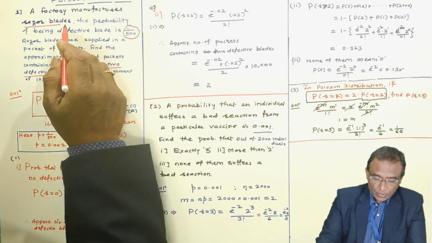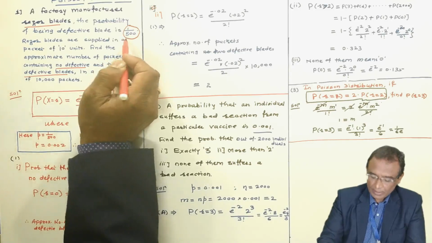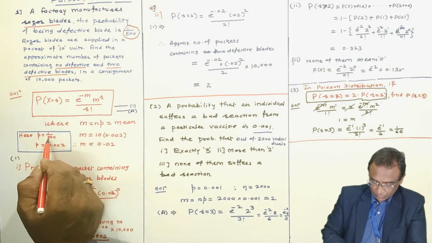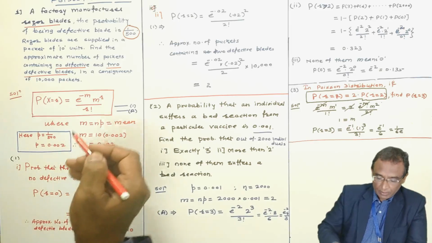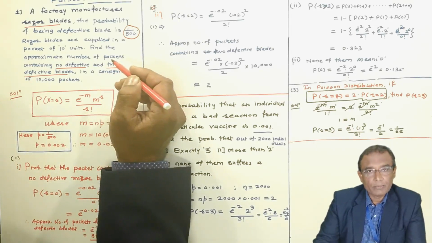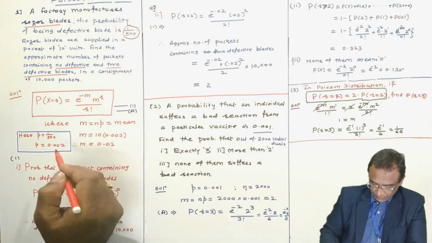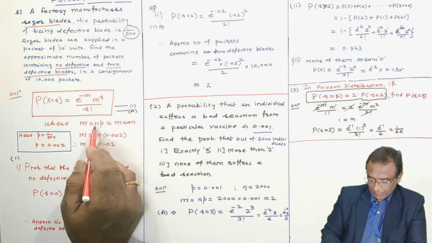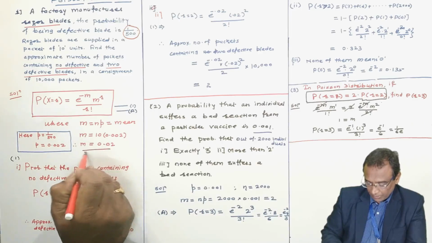Now here the probability of a defective blade is 1 by 500, that is given to you. That is small p, and 1 by 500 is 0.002. And here we are dealing with a packet, in each packet there are 10 blades. So n is equal to 10. n multiplied by p is 0.02. This is the mean m we have obtained.